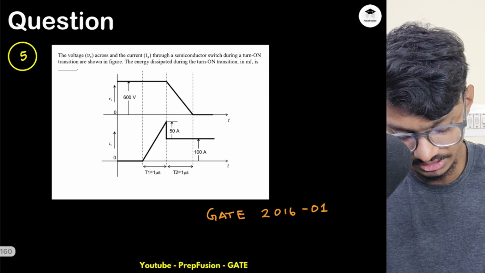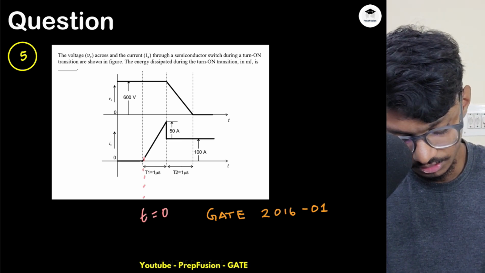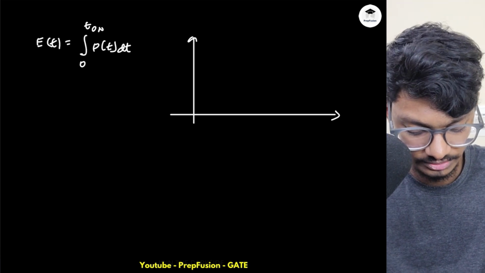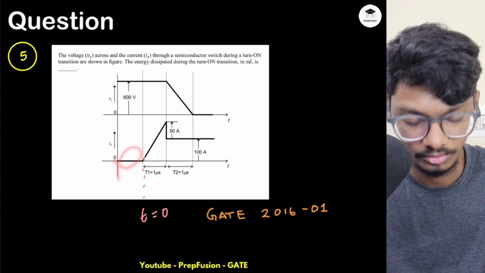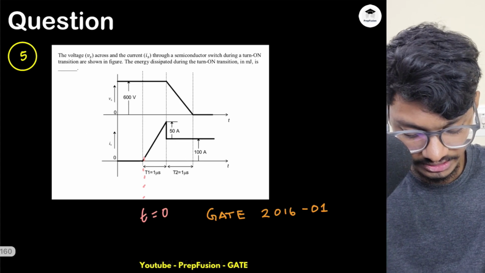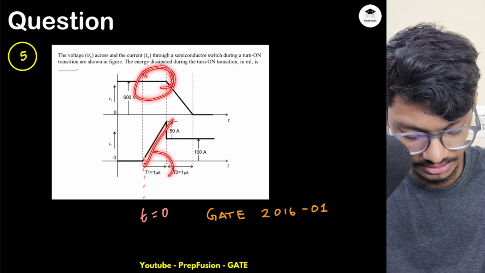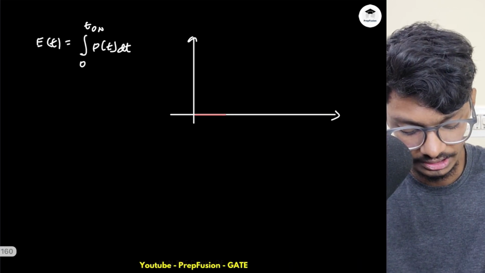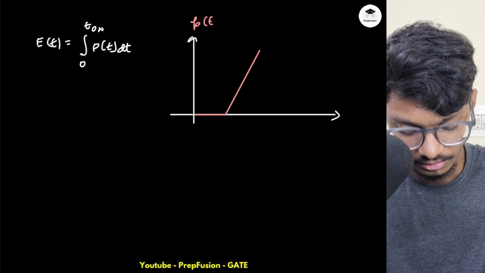If I assume this instant as my 0 time, T equals 0, then after this everything is changing. So how will my power graph look? Before this it is 0, so the product will be 0. If I start from here, the current is increasing in a linear fashion, but the voltage is constant in this T1 time zone. So it will only get scaled, the shape will remain the same, just as I have solved previously. This will be the graph of P of T.